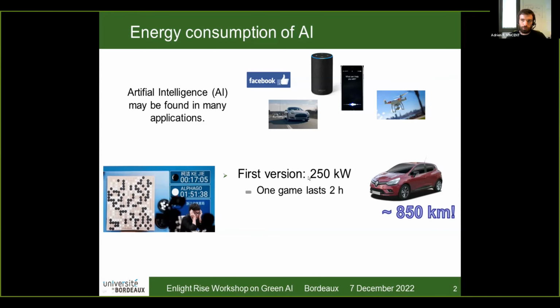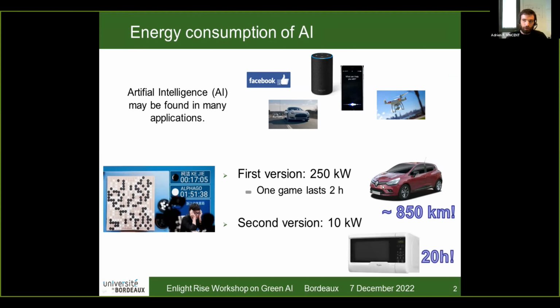So if you combine those two numbers, you end up with an energy budget equivalent to driving from Lille to Marseille in a small car, okay? So we have some issues with the energy here, and Google and the other major players in the field are well aware of that issue. That's why, for example, Google developed specialized hardware chips to run AlphaGo in its second version, and they were able to decrease the power consumption down to around 10 kilowatts.